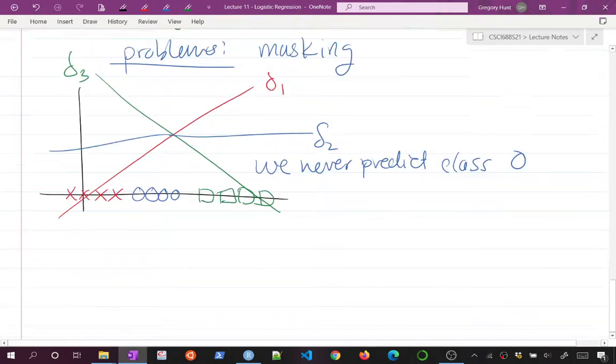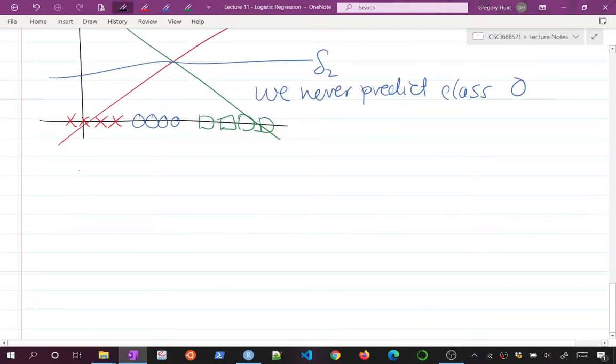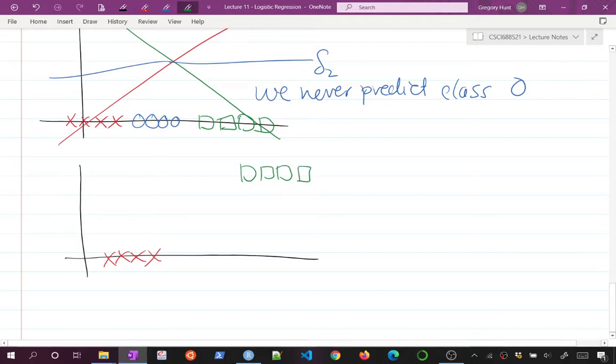And so one thing you can notice that's a bit weird, for example, if we go back to our binary world, is that if I wanted to learn, say, if I just had red x's and green squares, I could learn my green square, the way I would learn this discriminant function.